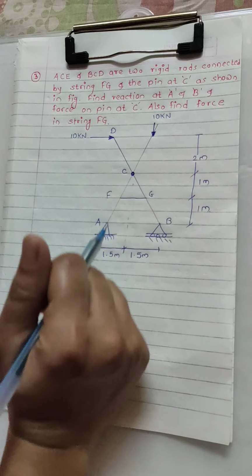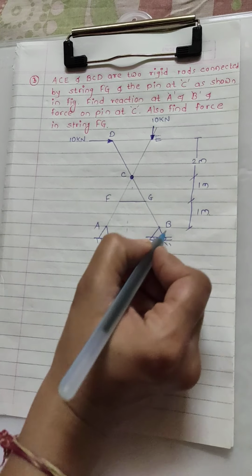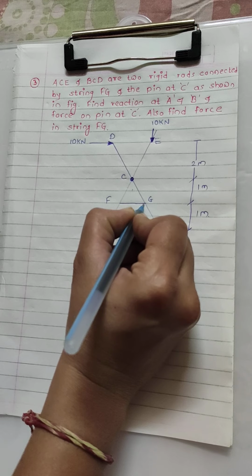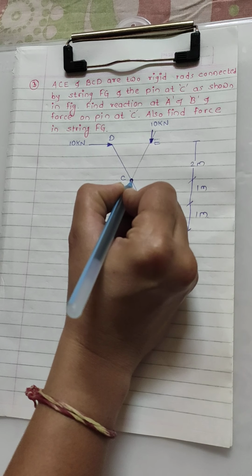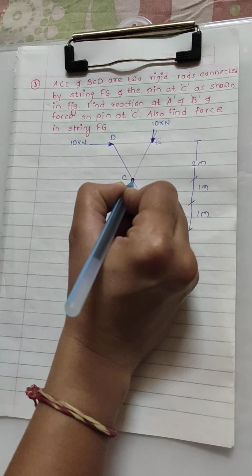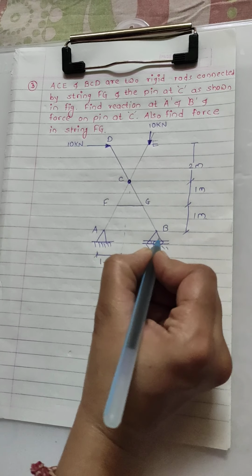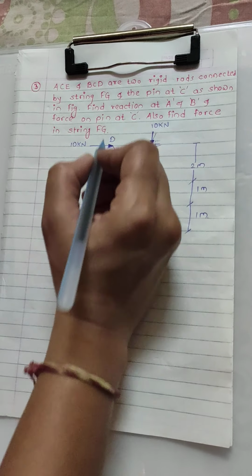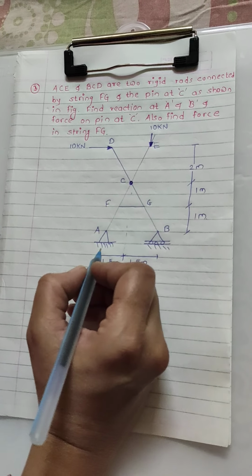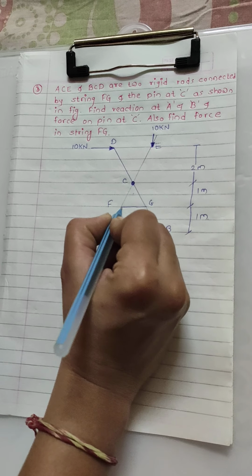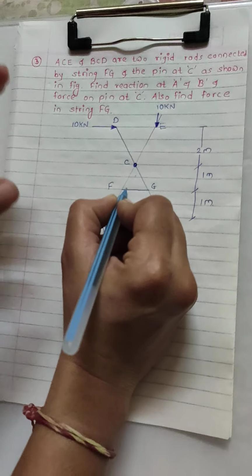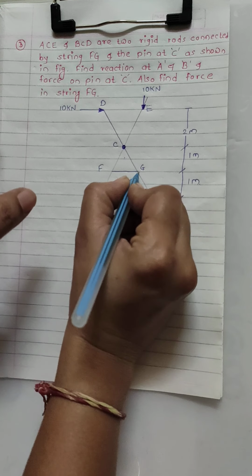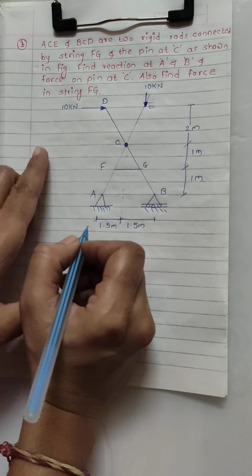ACE and BCD are two rigid rods connected by the string FG and pin at C as shown in the figure. Find the reaction at A and B and force on the pin at C, and also find the force in the string FG. Since whenever there is a string, thread, rod, cable, there will be a development of tensile force, in cable FG there will be a development of tensile force.